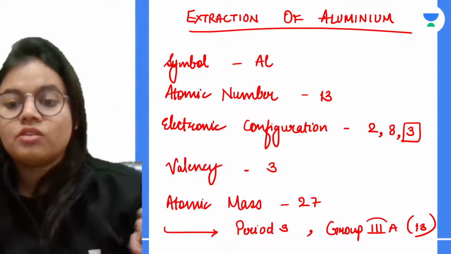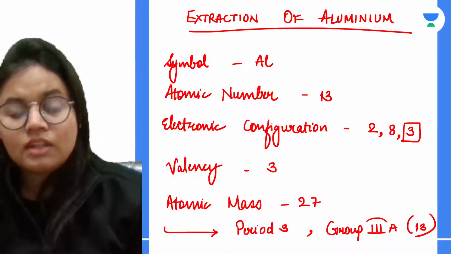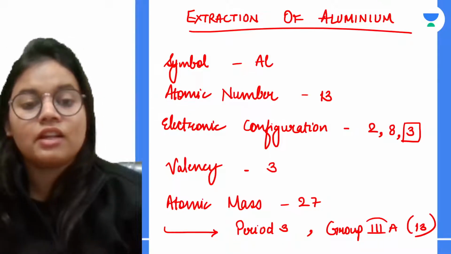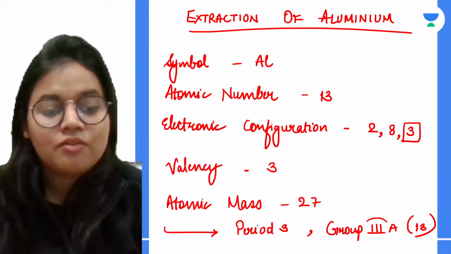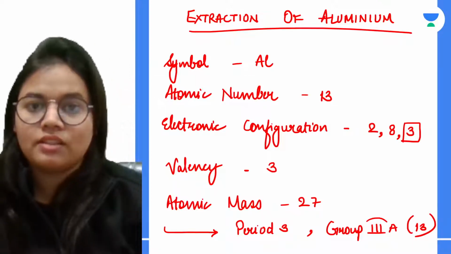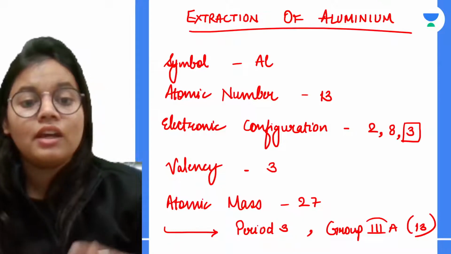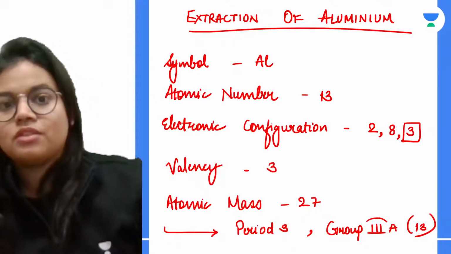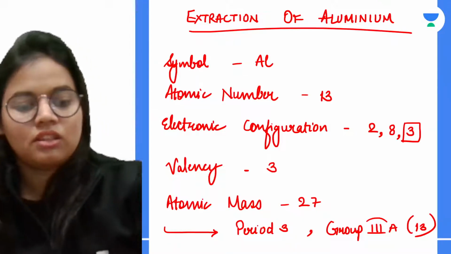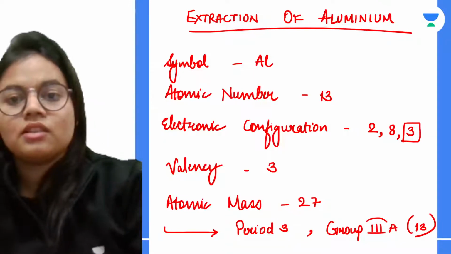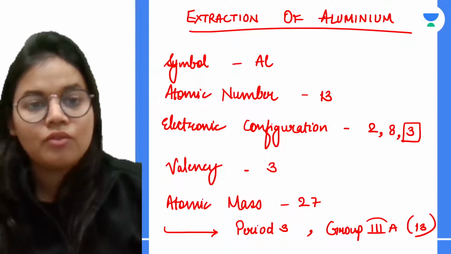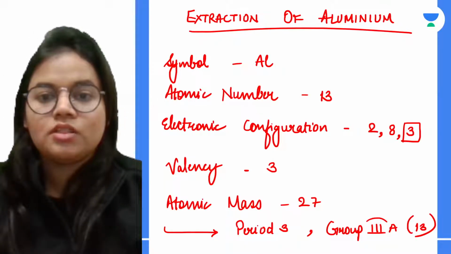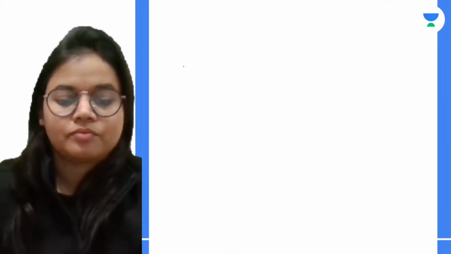Okay, and as I told you, it's very reactive, and reactive metals, of course, cannot be found in the free state. So it is normally found in the combined state, right? And that is why the extraction process becomes a bit tedious. Okay, this aluminium as a metal was discovered by Oersted in the year 1825. Now let's move on to the extraction part.